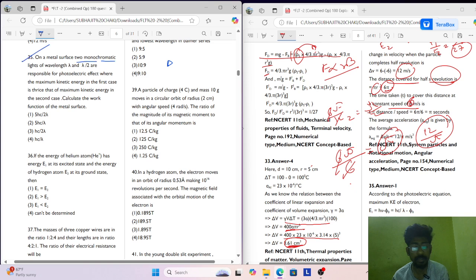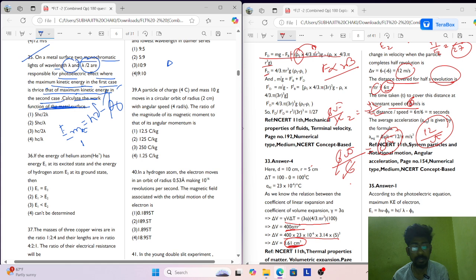On a metal surface, two monochromatic lights of lambda and lambda by 2 are responsible for the photoelectric effect, where the maximum kinetic energy in the first case is thrice that of the maximum kinetic energy in the second case. Calculate the work function. This is the formula, right? You have to calculate the phi naught. In both the cases, h will be equal because the monochromatic light will have the same energy.